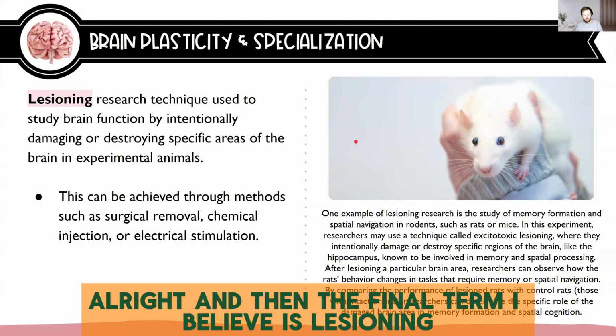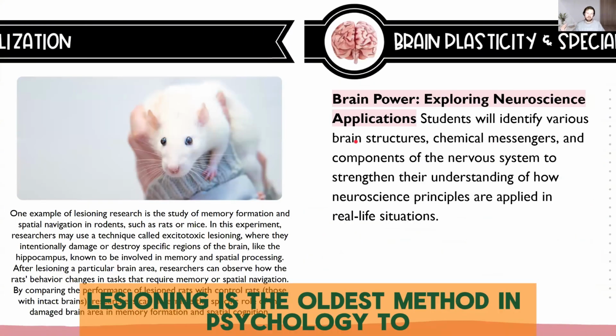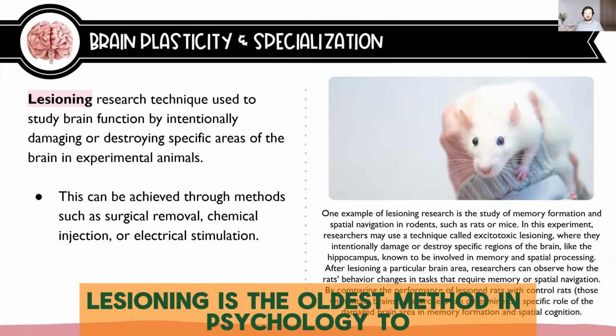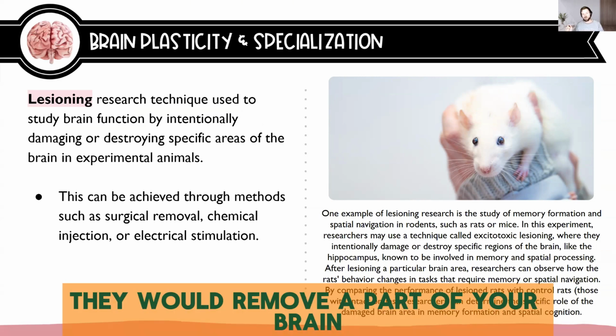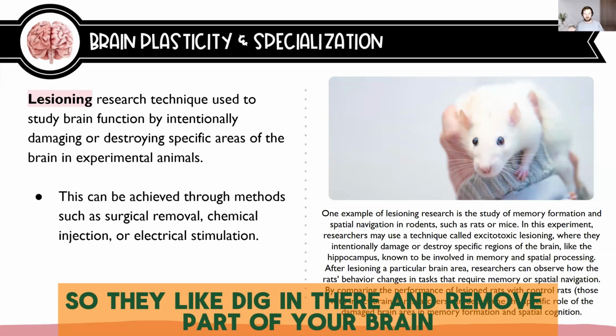All right, and then the final term, I believe, is lesioning. Lesioning is the oldest method in psychology to cure somebody of some ailment. They would remove a part of your brain. So they dig in there and remove part of your brain.